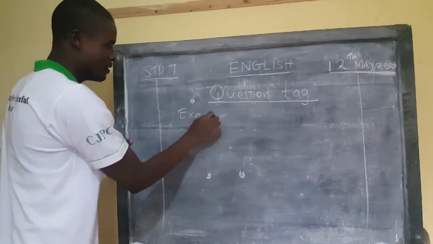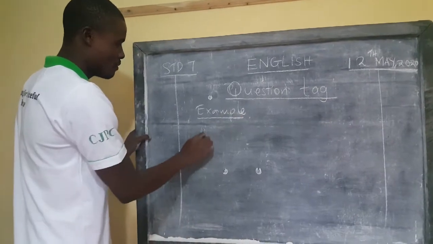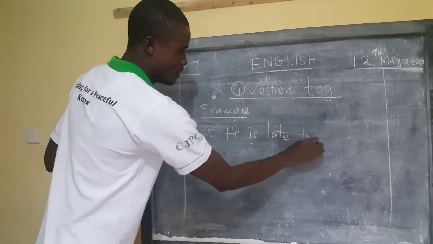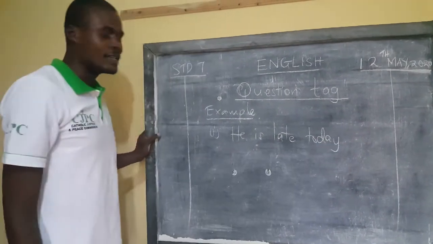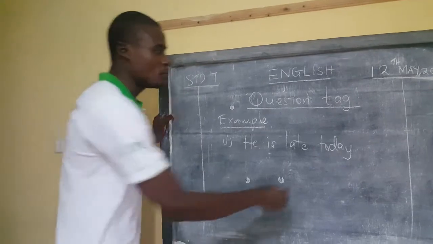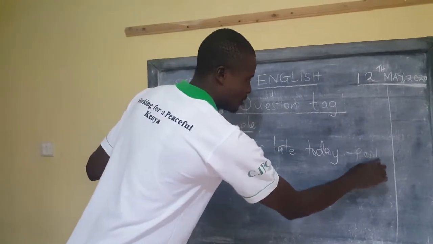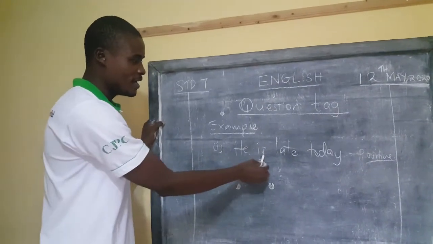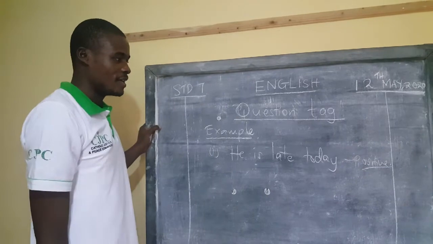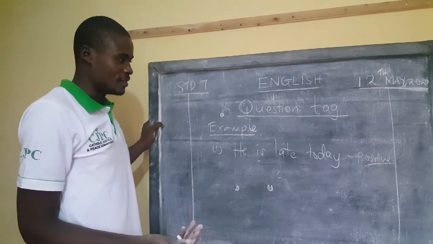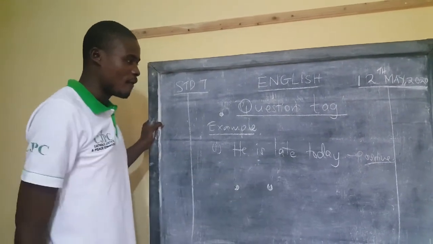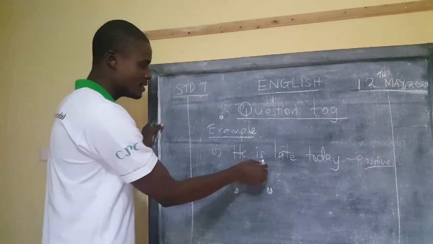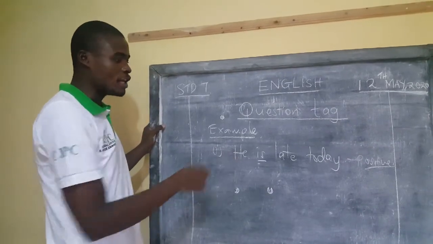Our first example, Roman 1: he is late today. Look at this sentence, it is positive. What makes the sentence positive? We are saying, he is late today. It doesn't entail any negativity. So the question tag that we are going to give must be in the negative part. So in the negative part, we're going to use that auxiliary verb.